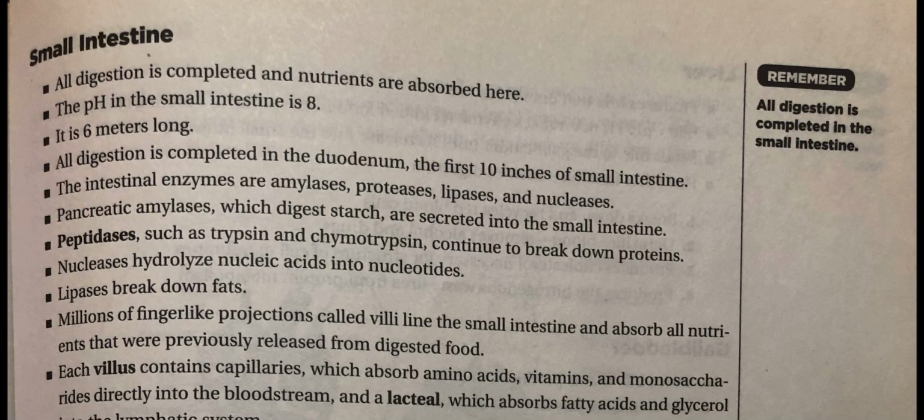Actually, the small intestine is divided into 3 parts. The first part is called the duodenum. So all digestion is completed in the duodenum. The first 10 inches of the small intestine are called the duodenum. Which type of digestion? There are intestinal enzymes, so it's a chemical digestion.